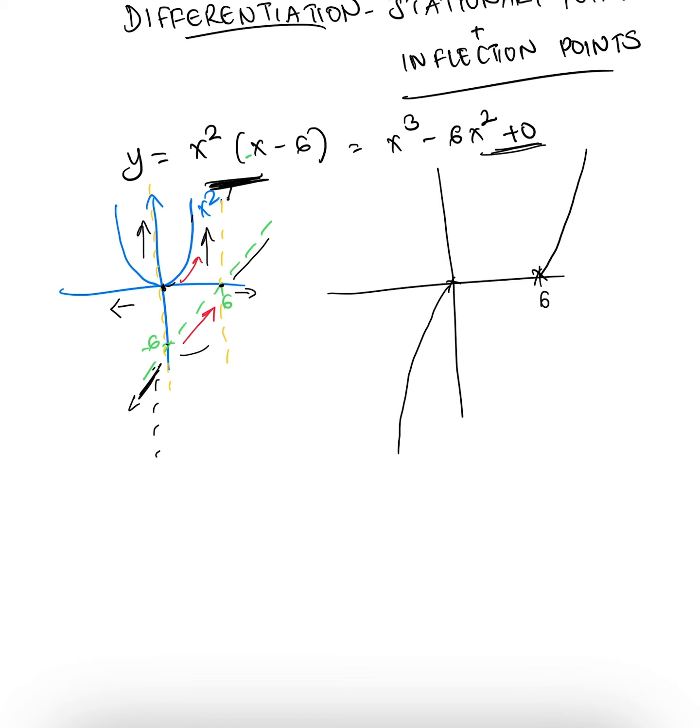Any clues as to what will happen here? Please, you can stop the video and write down in the comments what you think will happen at this point. But because we have negative values, this will go down that way, it will reach a peak and then come back up again.